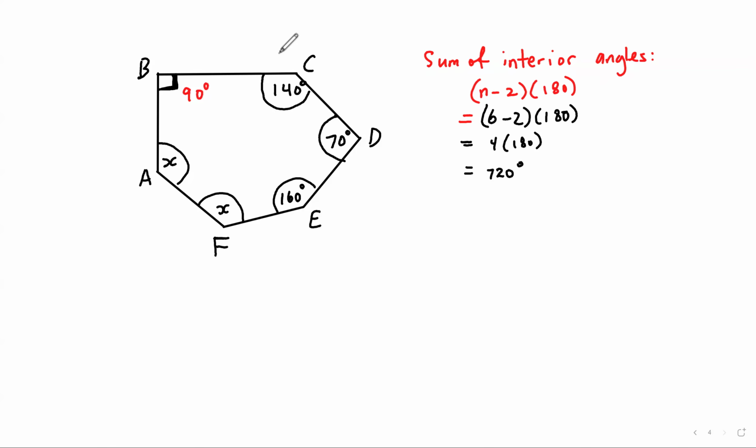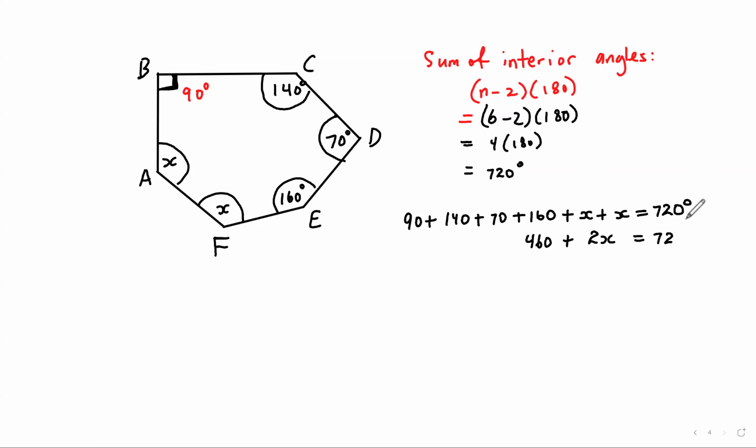So it will be 90 plus 140 plus 70 plus 160 plus x plus x is all equal to 720 degrees, right? That's what it means. So simplifying, now I'm going to add up all the constants on this side. So 90 plus 140 plus 70 plus 160, which is 460. Then x plus x is 2x. So 460 plus 2x is equal to 720.